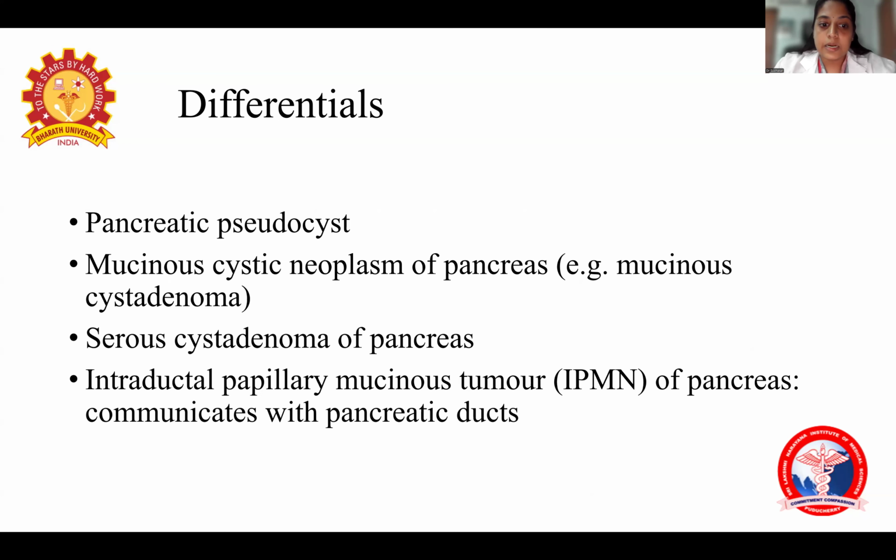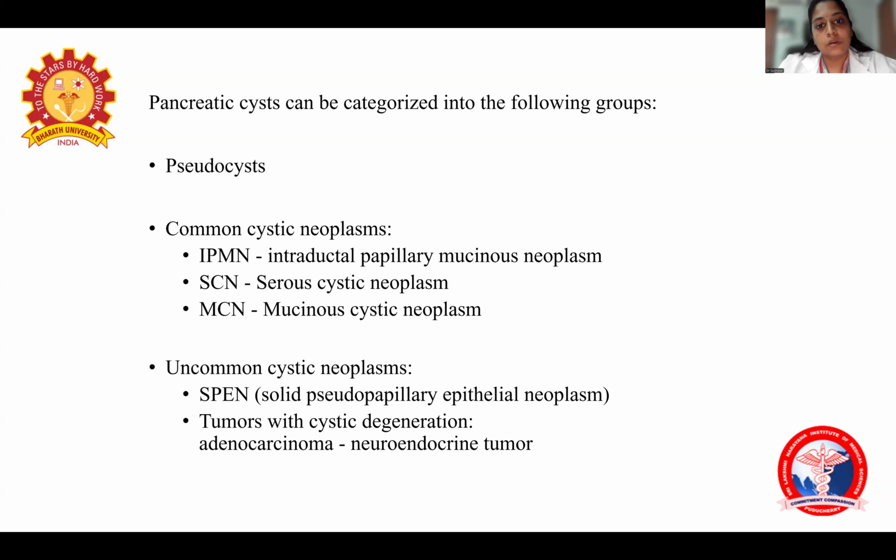So coming to the differentials, you have the pancreatic pseudocyst, mucinous cystic neoplasm of the pancreas, serous cystadenoma of the pancreas, and intraductal papillary mucinous neoplasm, or you can call it IPMN of the pancreas. I have written just a hint here: this IPMN communicates with the pancreatic ducts. So you can also categorize it into the following groups.